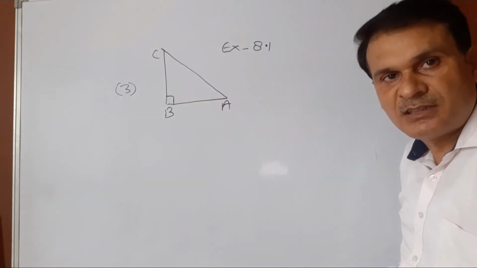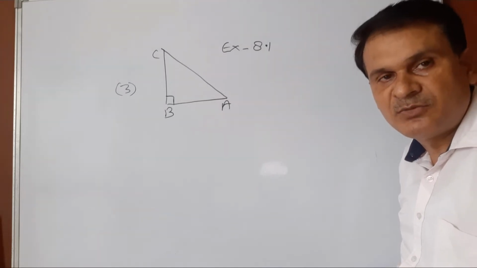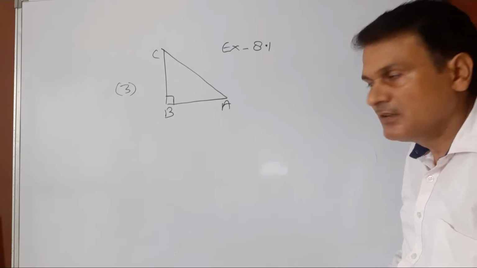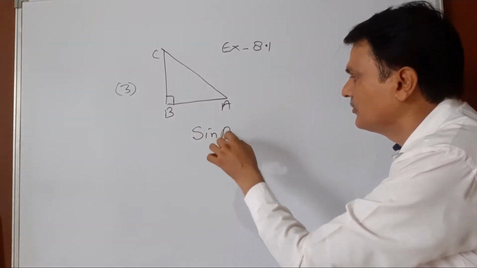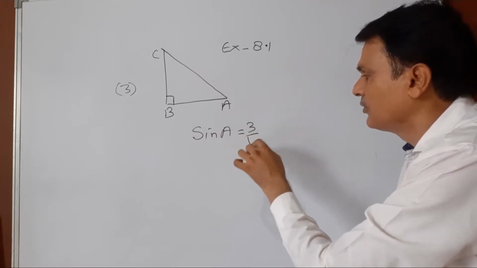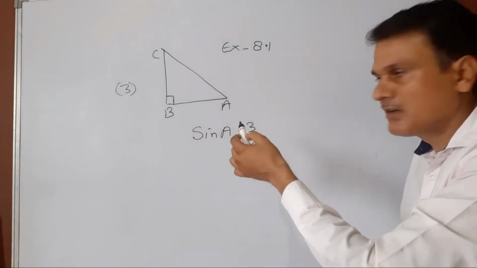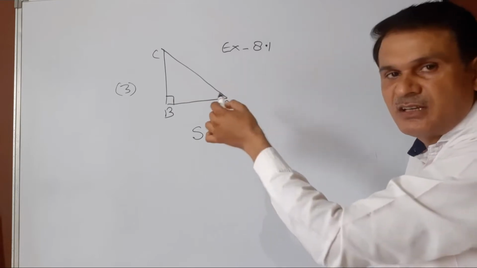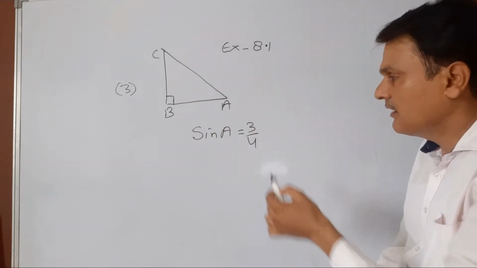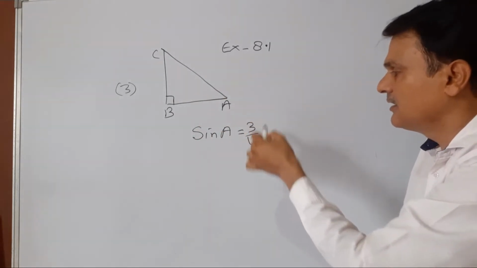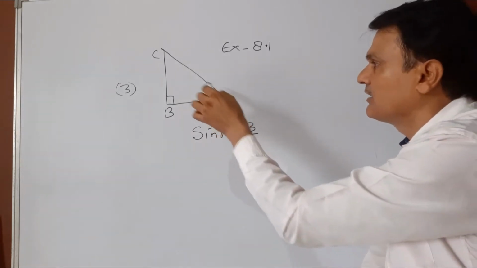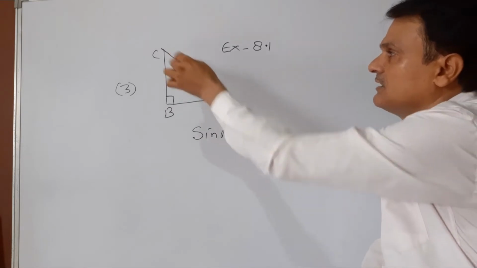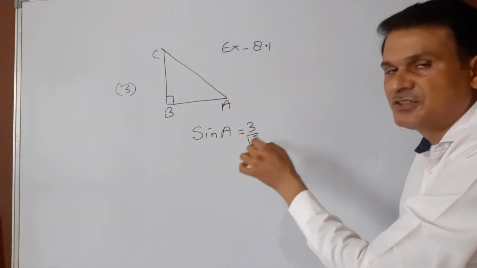Welcome back to class 10th math exercise 8.1 question number 3. In this question it is given that sin A equals 3 upon 4. Now we let a triangle ABC in which angle B is 90 degrees and sin A is 3 upon 4. This means that the ratio of the side opposite to angle A and the hypotenuse AC is 3:4.